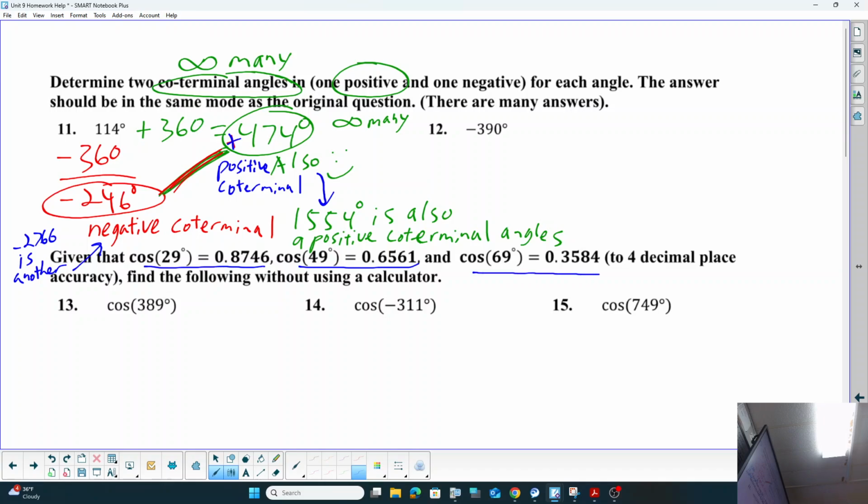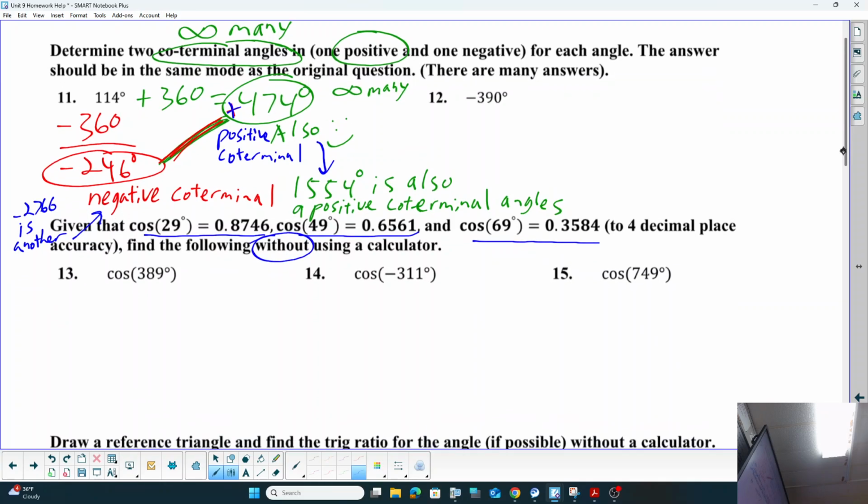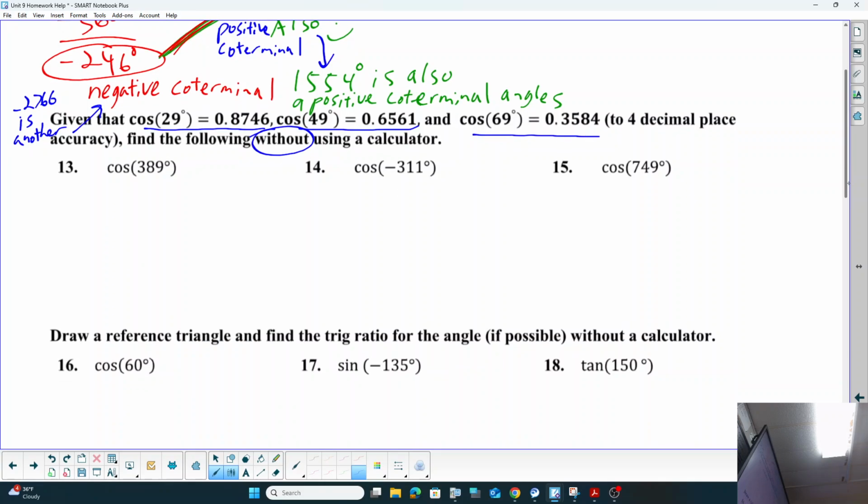Okay, given that cosine 29 is this number, to 4 decimal places, find the following without using a calculator. So they just basically want you to find the positive or negative coterminal angle, and then just use the answer as the decimal. So we're going to take cosine 389, and we're just going to go ahead and minus 360, because we can minus 360 and it'll still be positive.